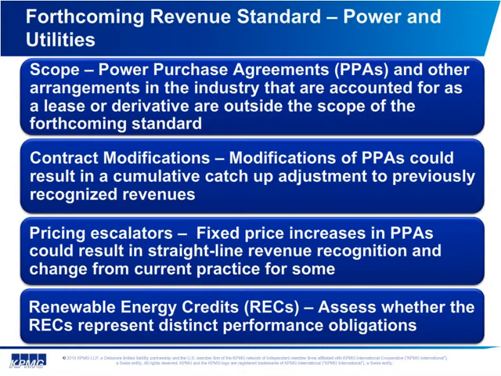PPAs frequently contain fixed escalator clauses that increase the price at predetermined rates and times. When PPAs are accounted for as a single performance obligation satisfied over time, power companies will need to determine the total consideration to be received and recognize revenue using a measure of progress that best depicts the transfer of goods or services to the customer.